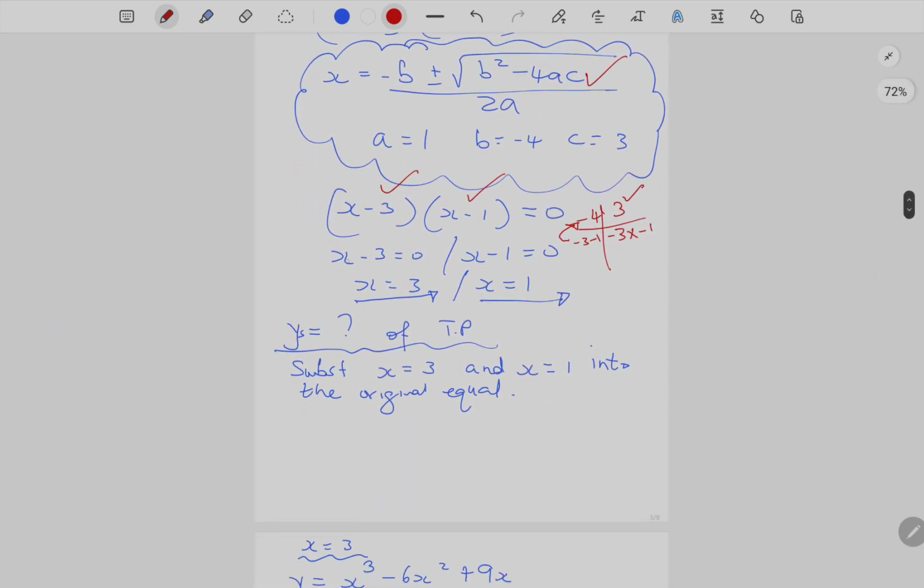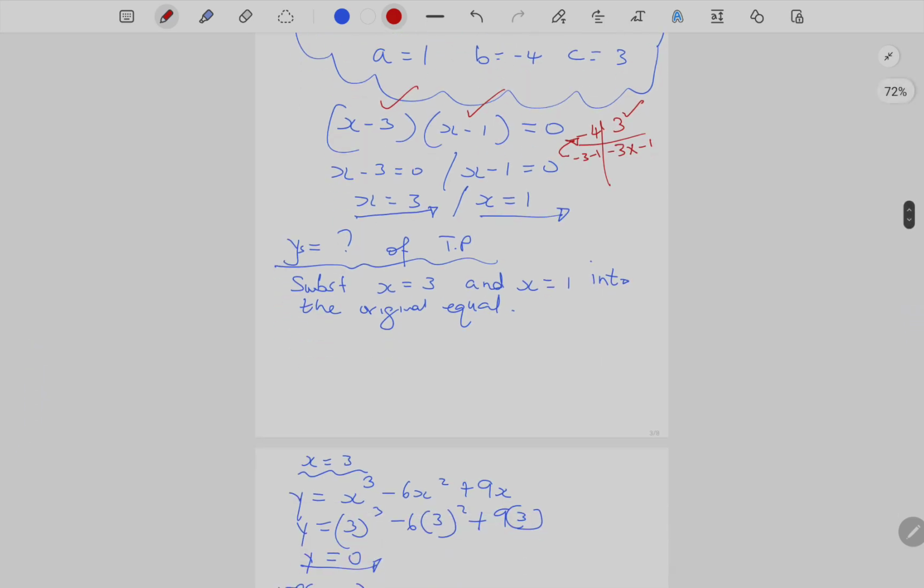Okay, then we solve for x. x minus 3 is equal to 0, therefore x is equal to 3. x minus 1 is equal to 0, therefore x is equal to 1. So now let's move on, because we don't want only the x values of the turning points, but we also want the y values of the turning points.